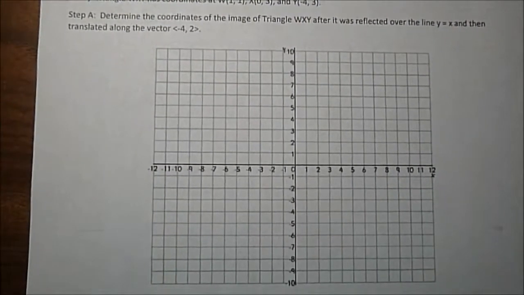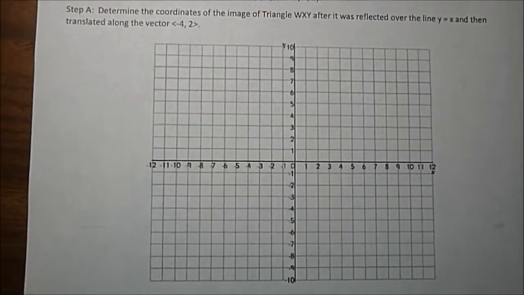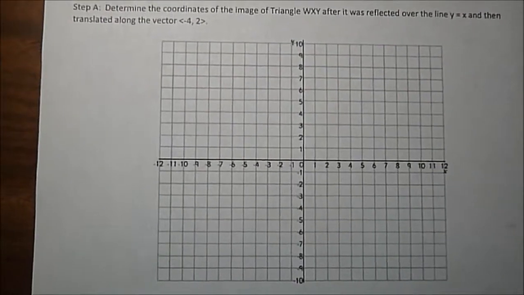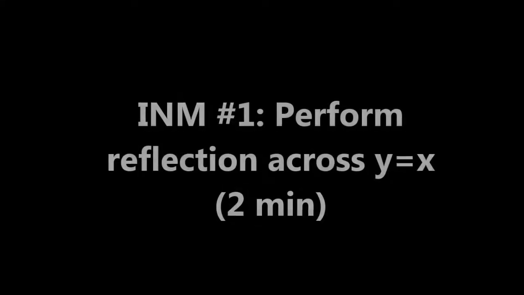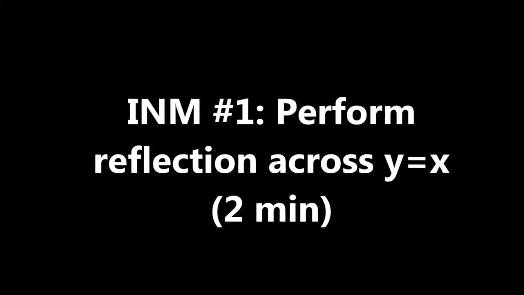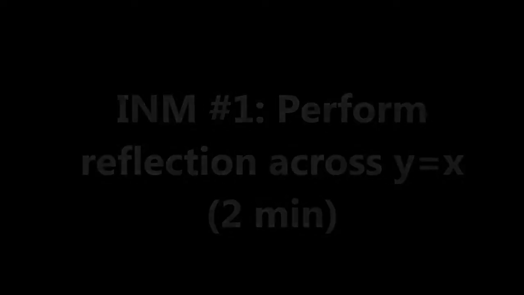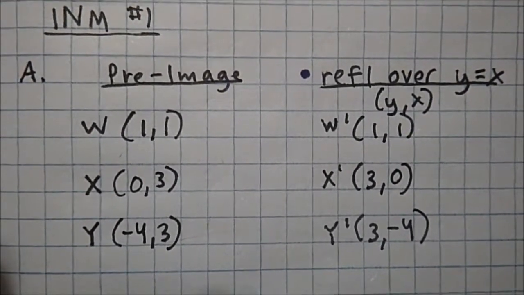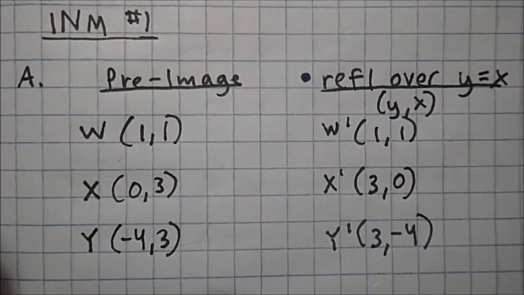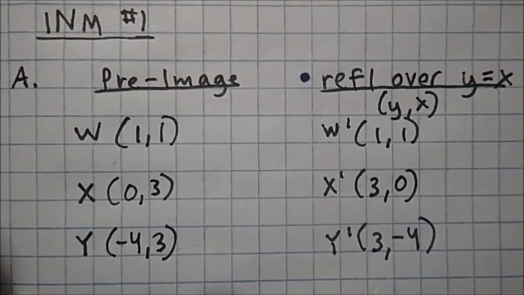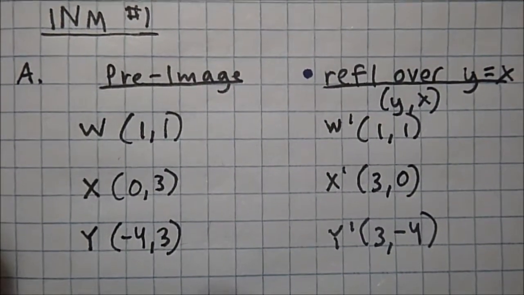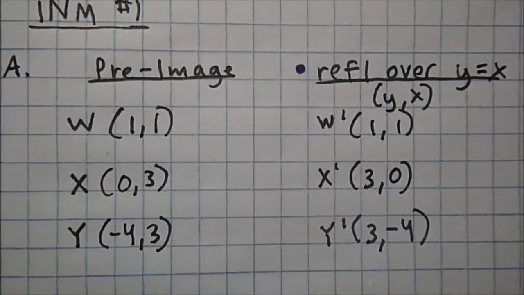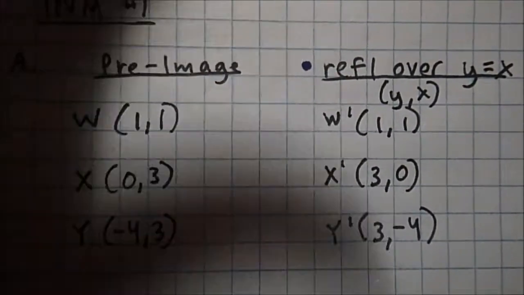Go ahead and plot your pre-image and then find the coordinates after the reflection y equals x. As you can see here, I started off by listing the coordinates of my pre-image and then reflecting over the line y equals x using that rule (y, x) where we switch the coordinates. I've used my prime notation here since this is the first image. I can also see this on my graph.